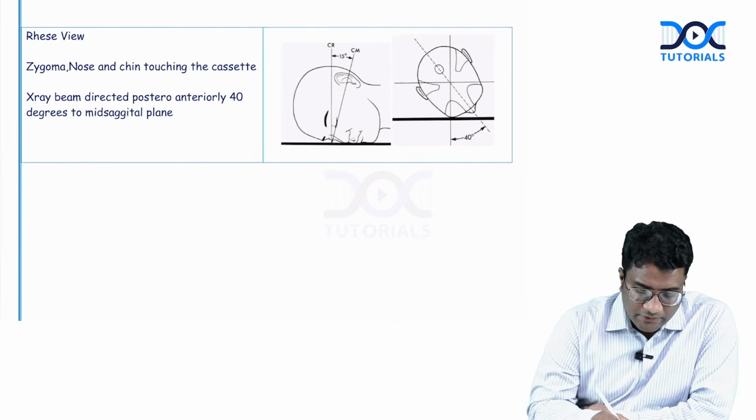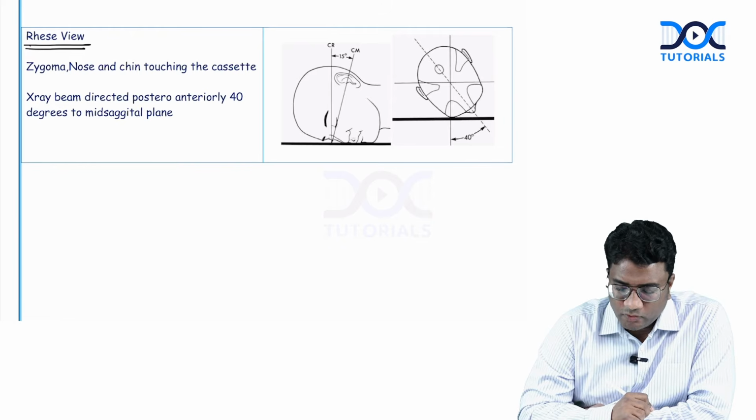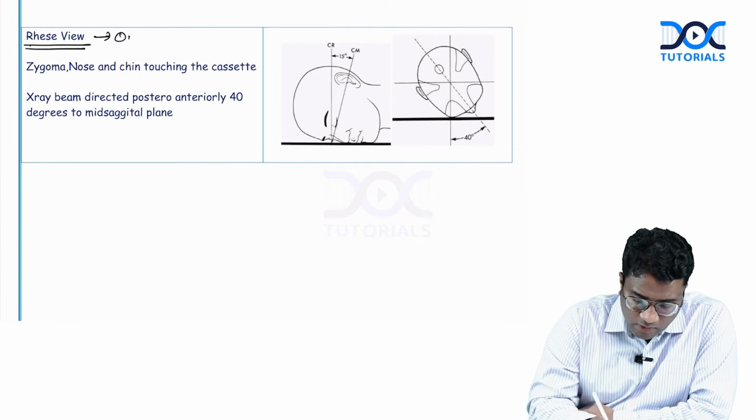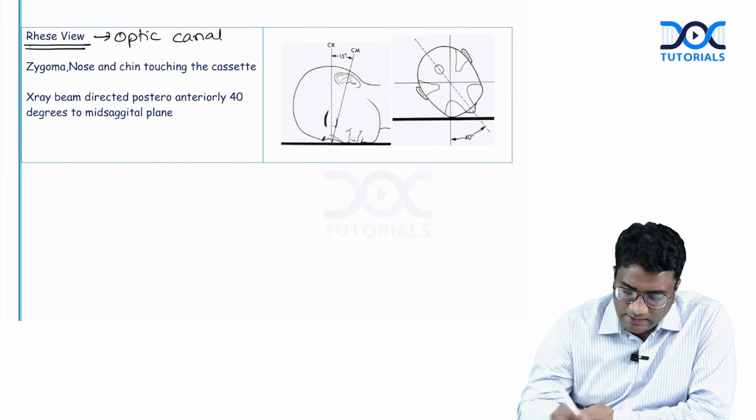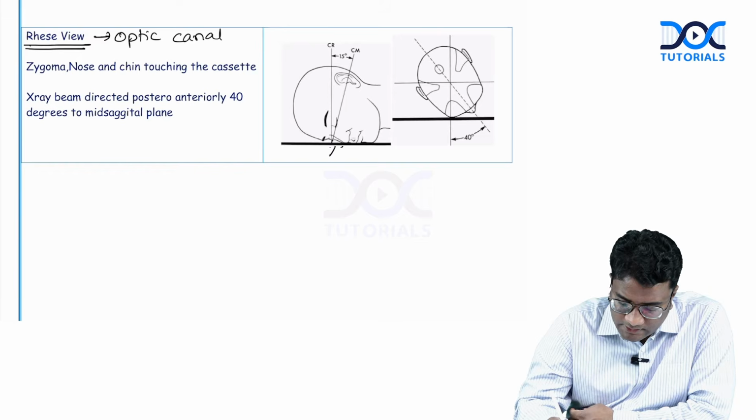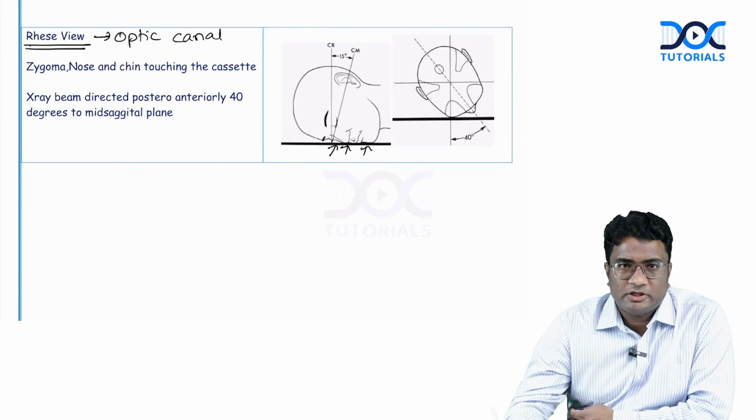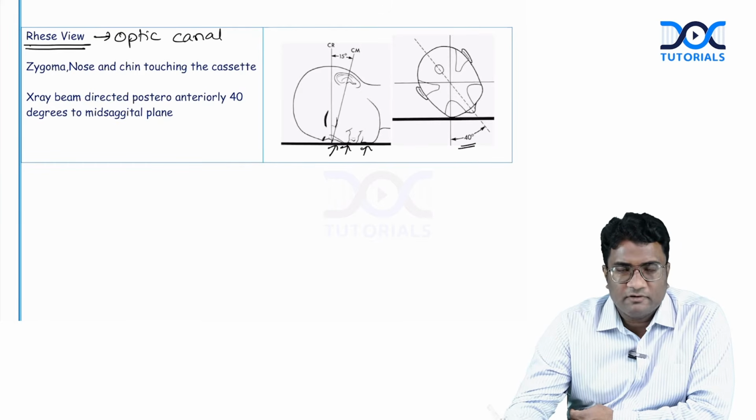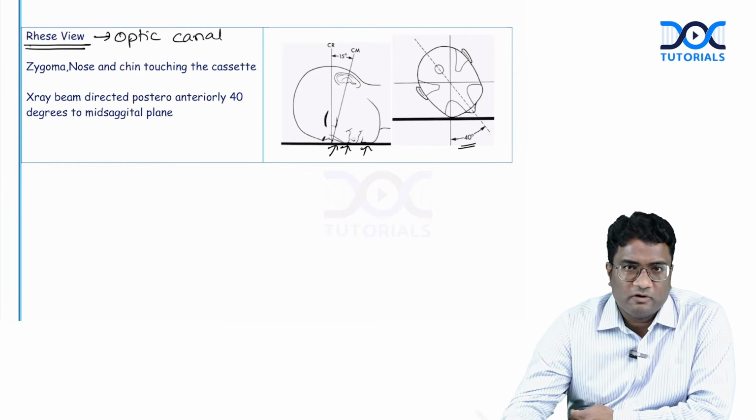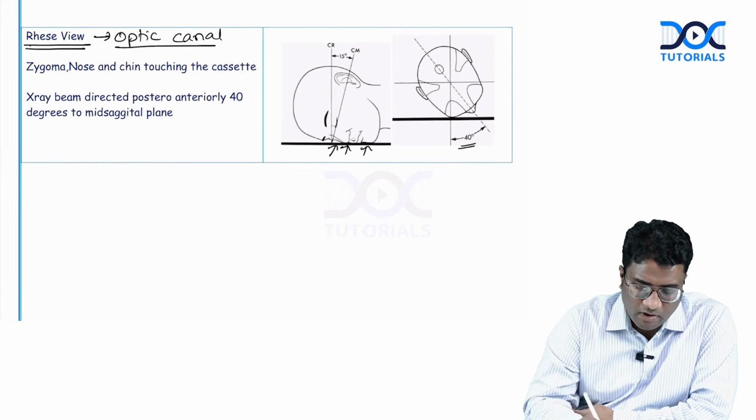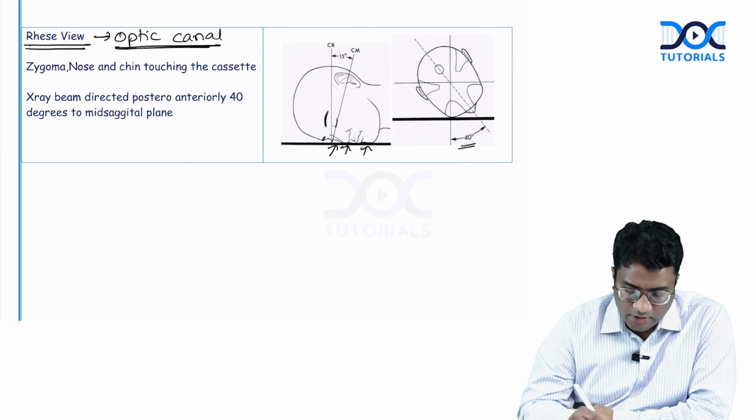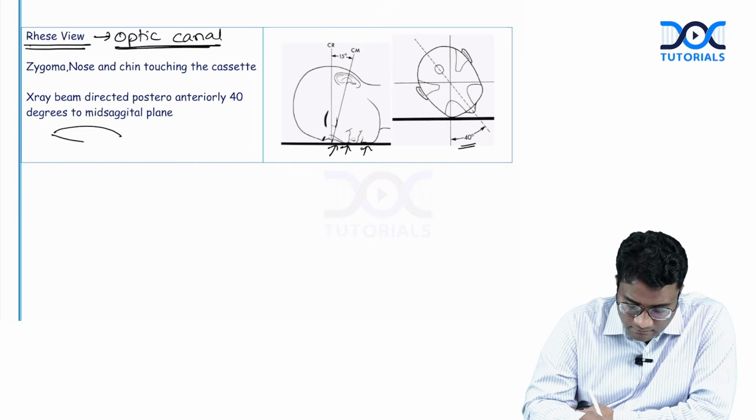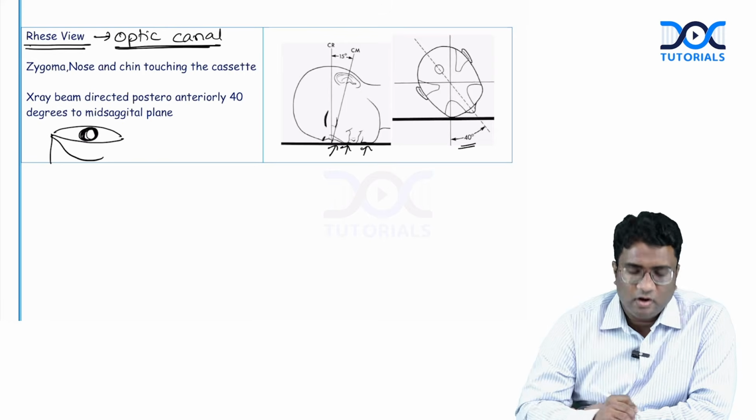And Rhese view. Rhese view is mainly used to look at the optic canal. This is mainly used to look at the optic foramen or the optic canal. Now, in Rhese view, you see that the zygomatic process, the nose and the chin are touching the cassette. And you are using an X-ray beam at a 40-degree angle from the mid-sagittal plane. So, this view is called a Rhese view, and Rhese view is mainly for the optic canal or the optic foramen. You can remember it like this, R. Rhese view. This is for the optic canal or optic foramen.